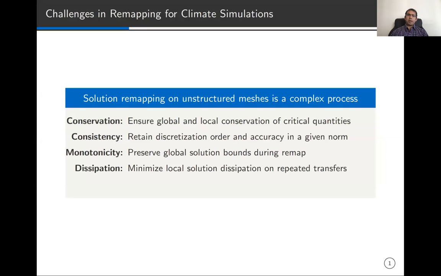The next is dissipation, which is if there are local features in the solution as a function of the spatial profile, can we maintain those local bounds on repeated transfer, or do they dissipate away and you lose those features? The next is sensitivity, which is, is our remapping algorithm insensitive to the underlying unstructured mesh, or does it depend on the topology?